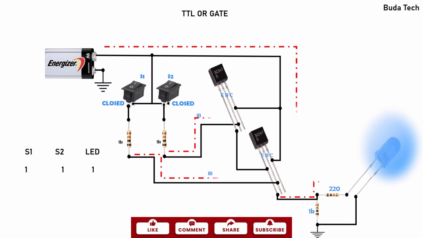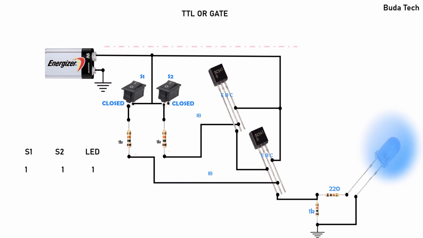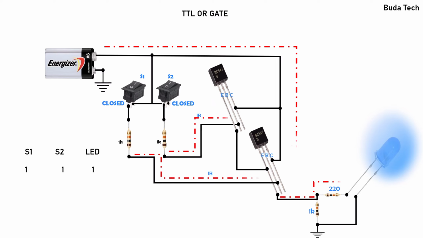So the next case is when we have 1 1, it means both switches are closed. When both switches are closed, both transistors will be on and will work as required. So both transistors will allow the current to flow from the collector to the emitter. So the current from transistor 1 will add up with the current from transistor 2, and the total current will go to the LED, and the LED will turn on.